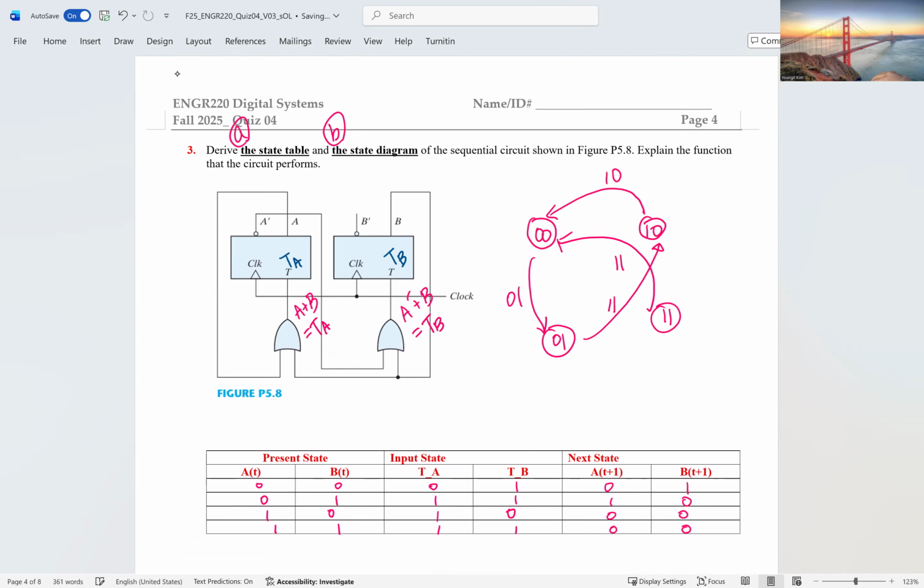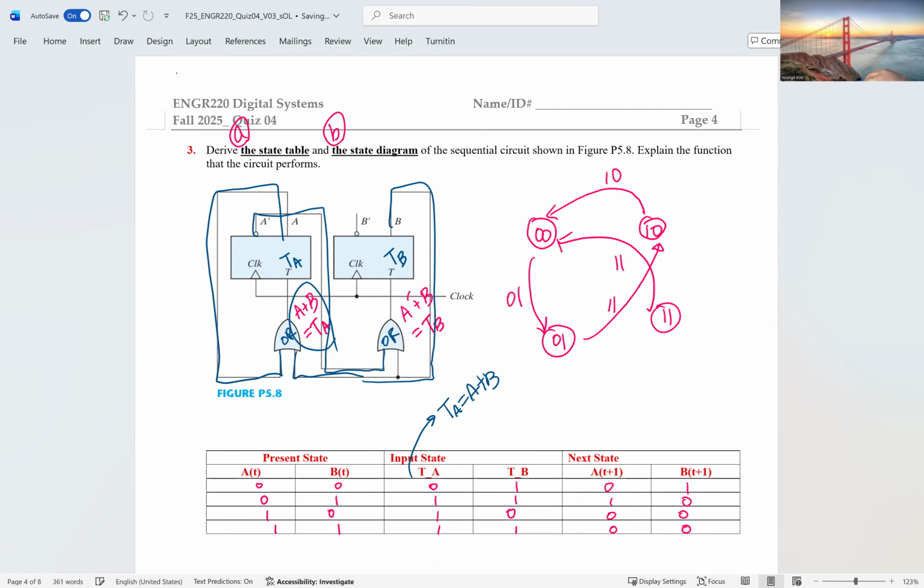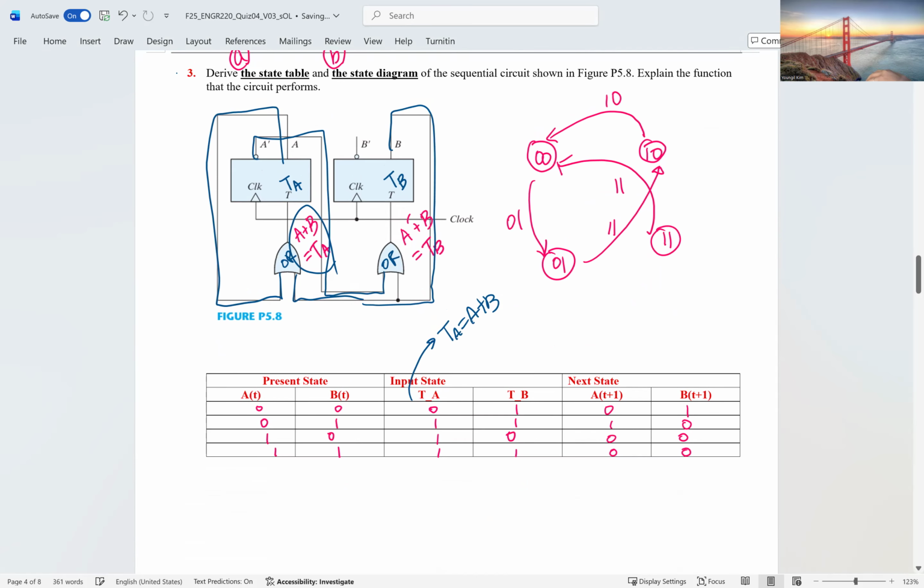This is the OR gate, right? Two inputs: one is A, the other one is B. So T sub A is A plus B. How about this one? T sub B is A prime plus B. Okay.